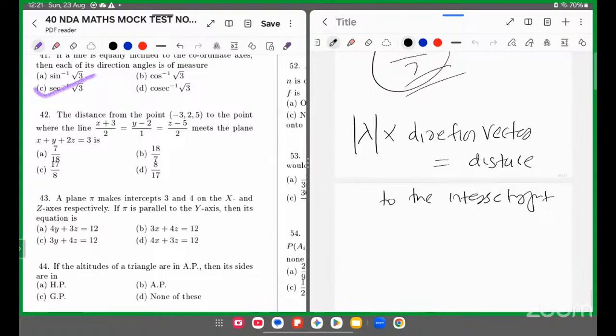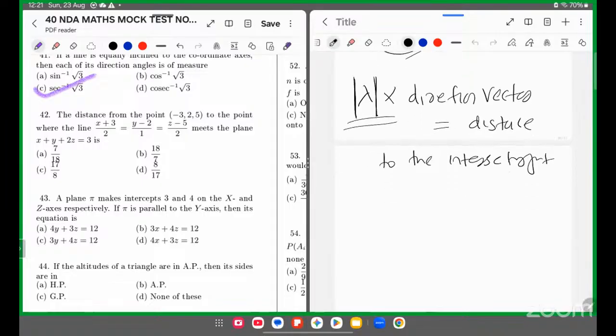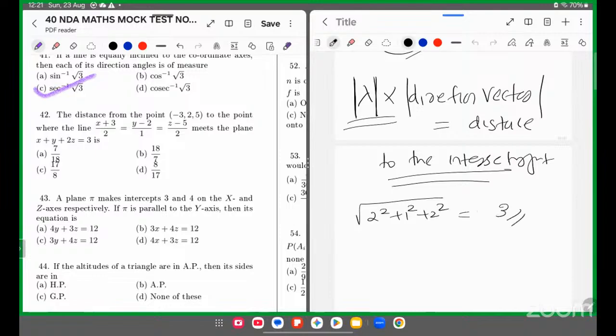So it will be a little lengthy. So here, if you write mod of lambda into the direction vector, what is the modulus of the direction vector? We will be able to get the distance to the intersecting point. The direction vector gives 2 square plus 1 square plus 2 square, which is actually 3. So 6 by 7 into 3 means 18 by 7. So the answer will be 18 by 7. Option B is the correct answer.